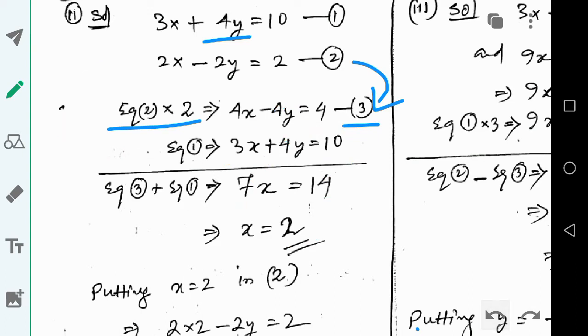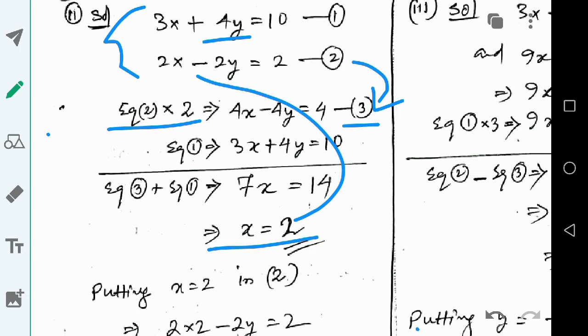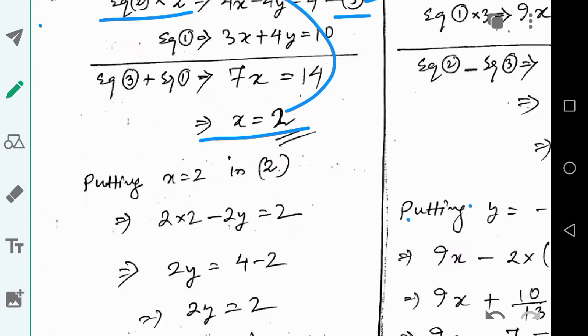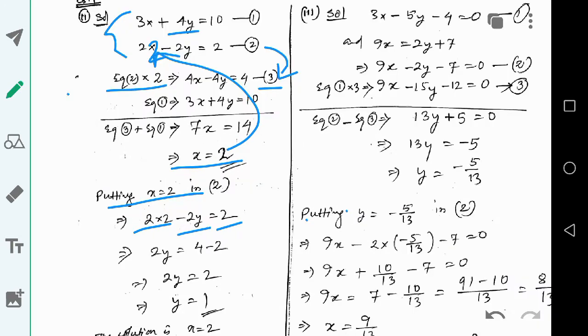Now put this value of x in any one of these two equations. Let us put it in equation 2. Putting x is equal to 2 in equation number 2, we get 2 into 2, that is 4, minus twice y is equal to 2. So what we have done, we have used this value in equation number 2.